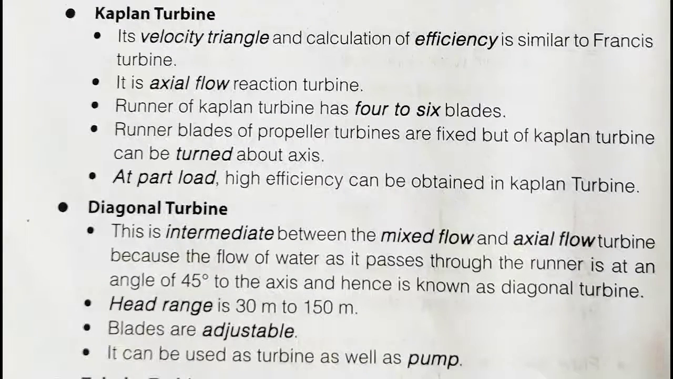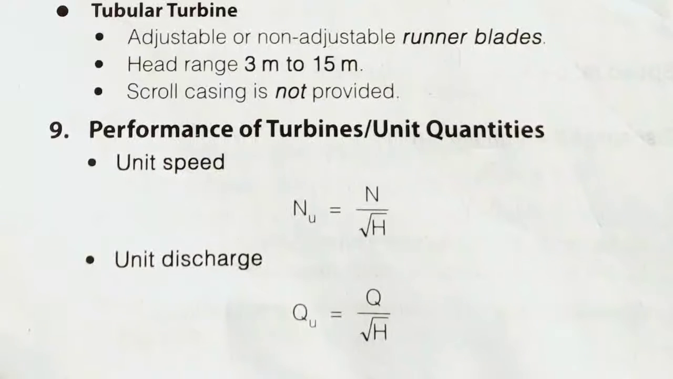Next is about diagonal turbine. Please read this. Blades are adjustable. It can be used as turbine as well as pump. Next is tubular turbine. It has adjustable or non-adjustable runner blades. Head range is between 3 meter to 15 meter. Scroll casing is not provided.